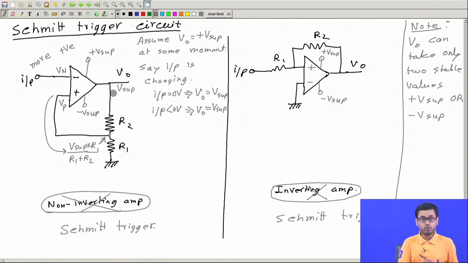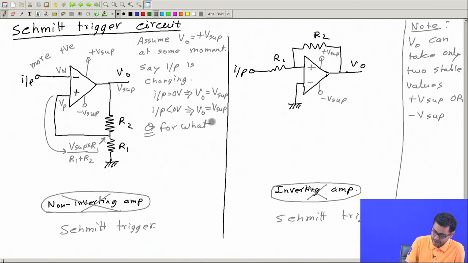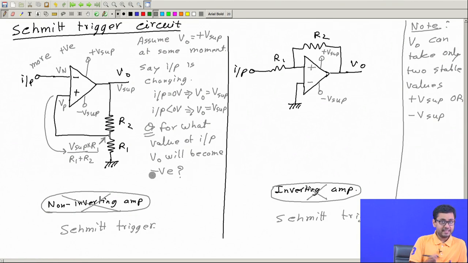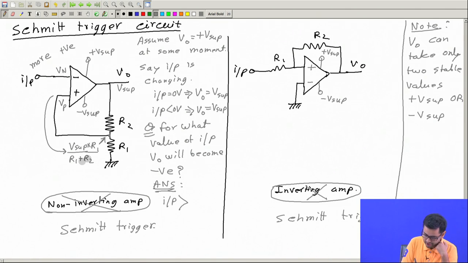Now, let me ask, at what value of the input will this output become negative? So, question: for what value of input will Vo become negative? This is the question. What is the answer? The answer is simple. The input has to be greater than the value of Vp, which is this. So the answer is the input must be greater than this value, V supply multiplied by R1 divided by R1 plus R2.